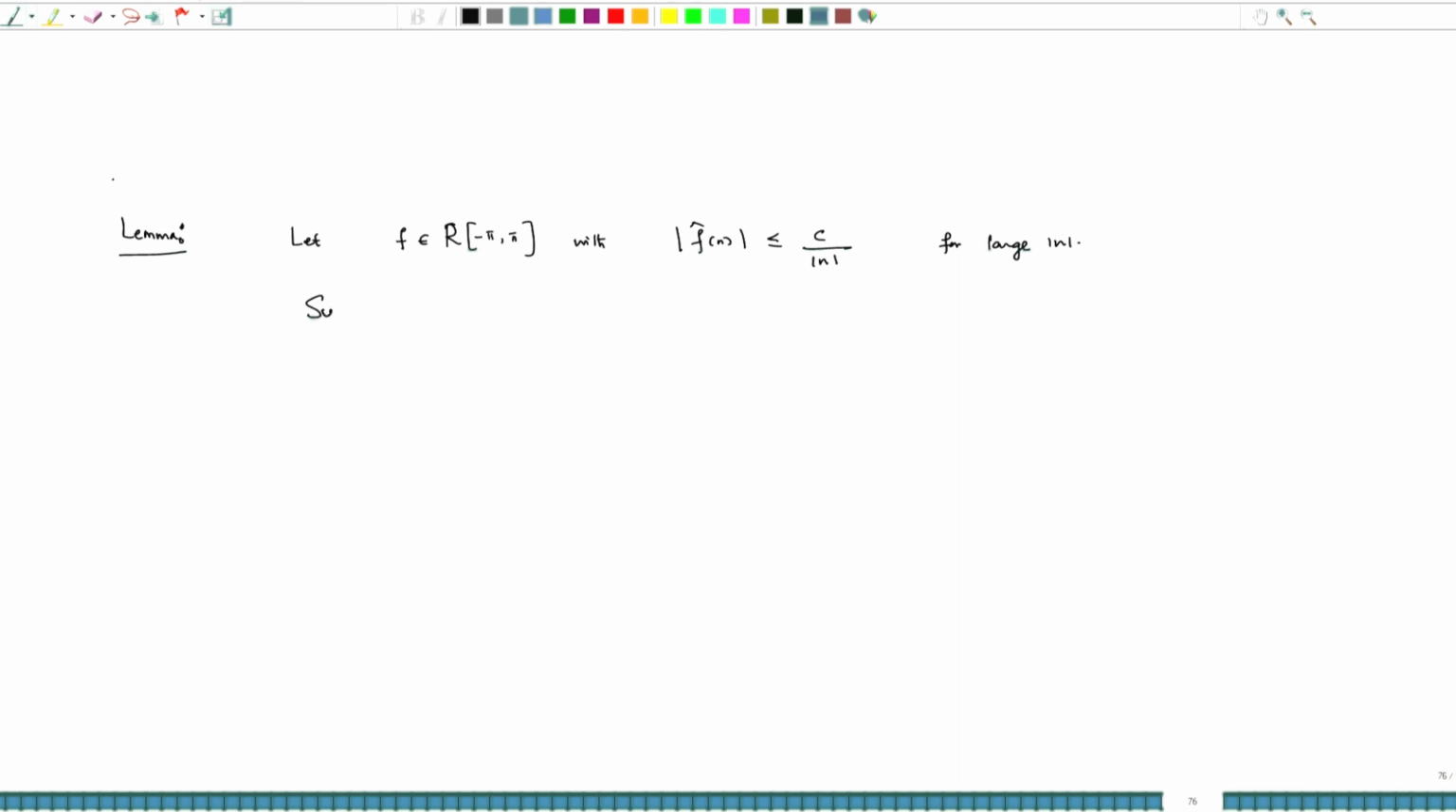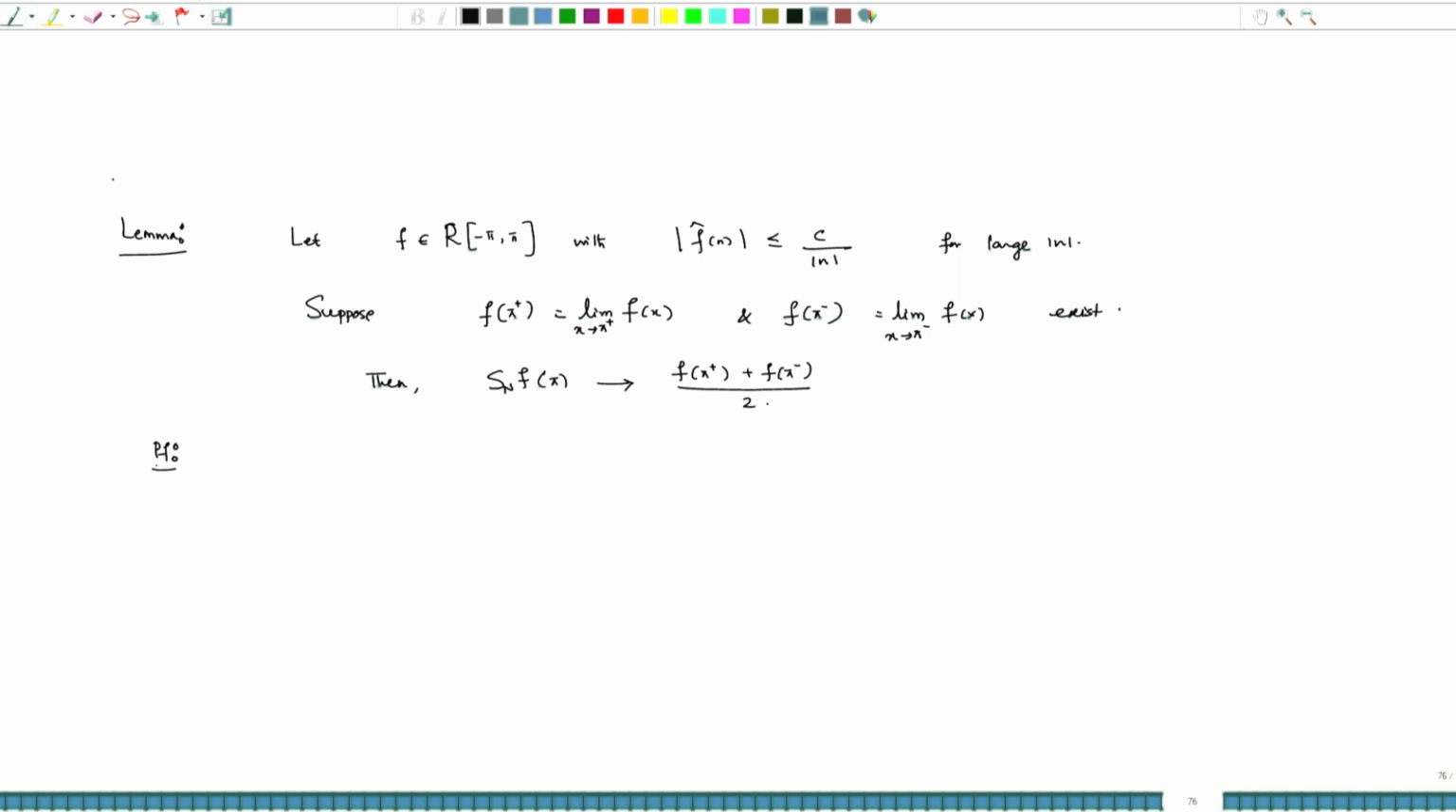And now, suppose f of pi plus, which I am defining as the limit x going to pi plus of f of x, and f of pi minus, which is equal to the limit x going to pi minus of f of x, exist. Then S n f of pi converges to f of pi plus plus f of pi minus divided by 2. It goes to the average. If it is taking different values, then it is going to the average. So now let us get into the proof.